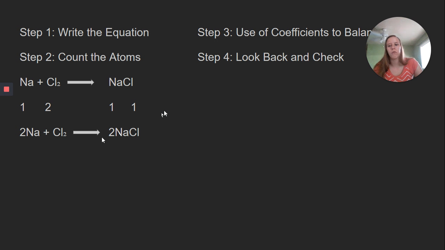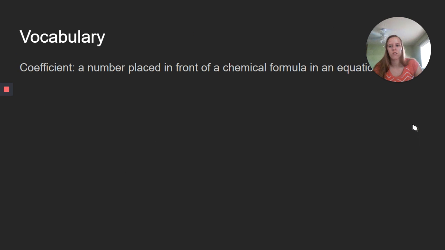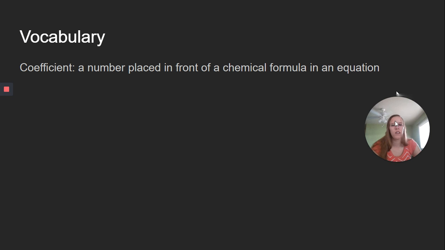So we put a 2 in front of the sodium chloride at the right side with our product to give us 2 chloride, but now we need 2 sodium on the left side. So we have 2 sodium. We count 2, 2, 2, and 2. Look back and check. That's right. So we have our vocabulary word, coefficient, a number placed in front of a chemical formula in an equation.